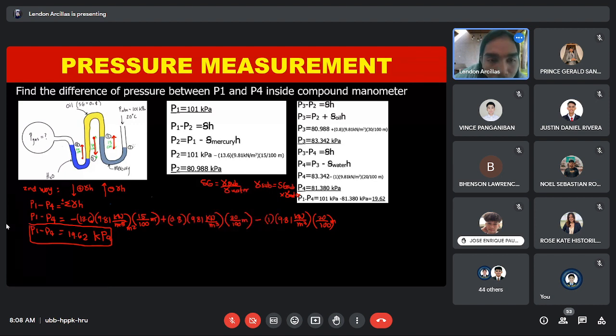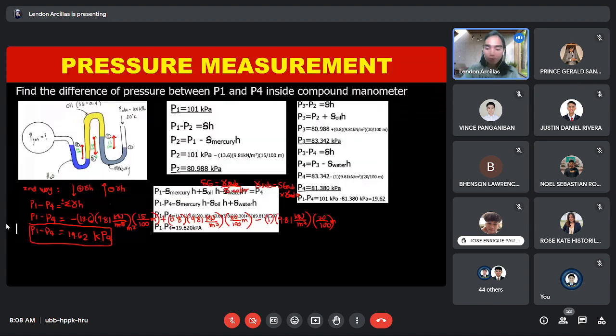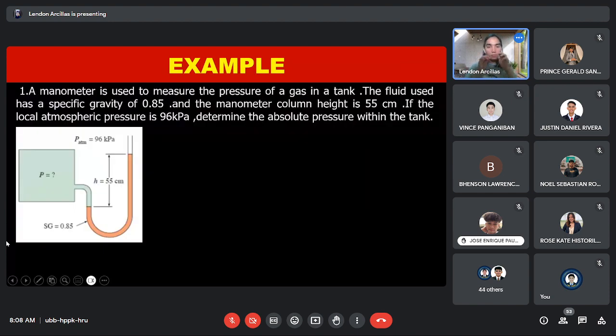Wait, if we go down. Well, let's have an example. Example number one. Manometer is used to measure the pressure of a gas in a tank. The fluid used has a specific gravity of 0.85 and the manometer column height is 55 centimeter. If the local atmospheric pressure is 96 kilopascal, determine the absolute pressure within the tank.